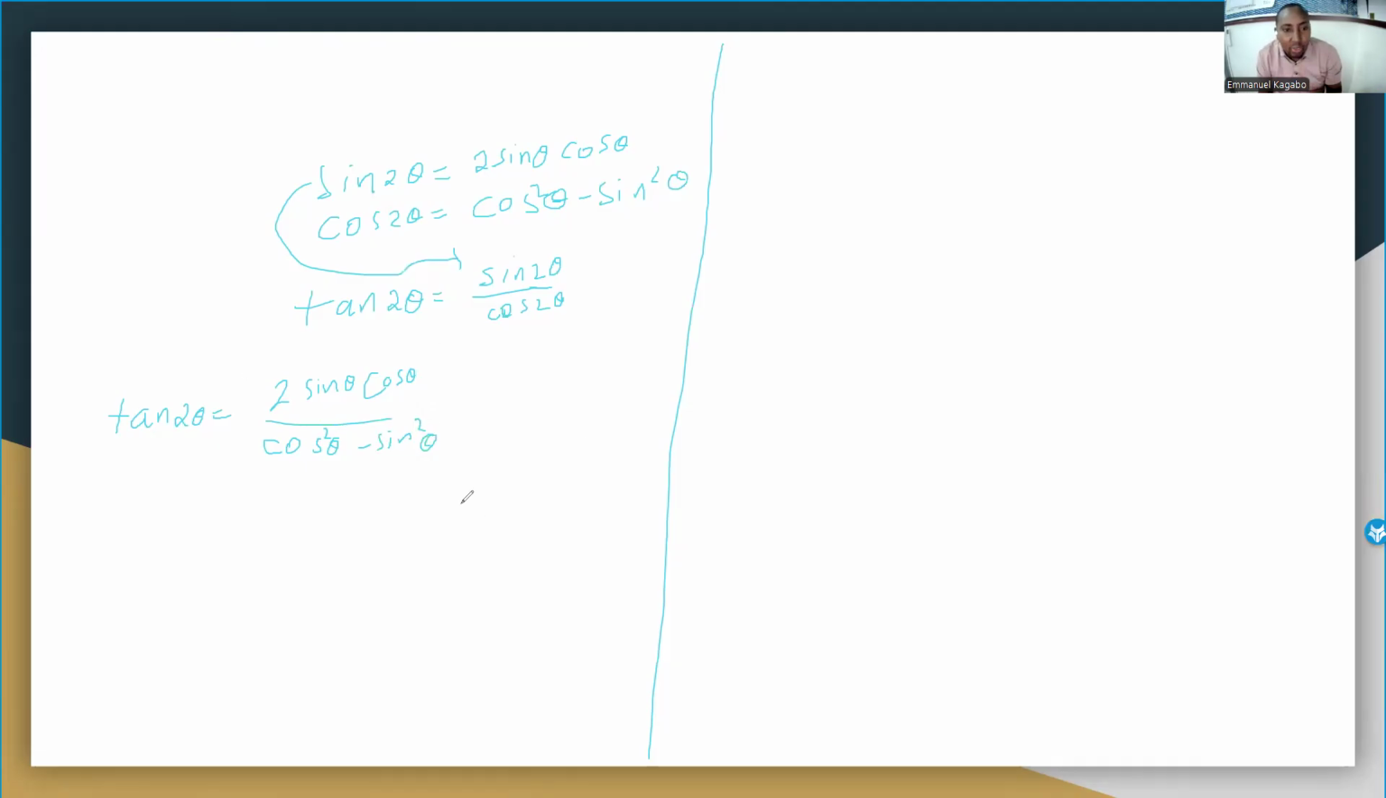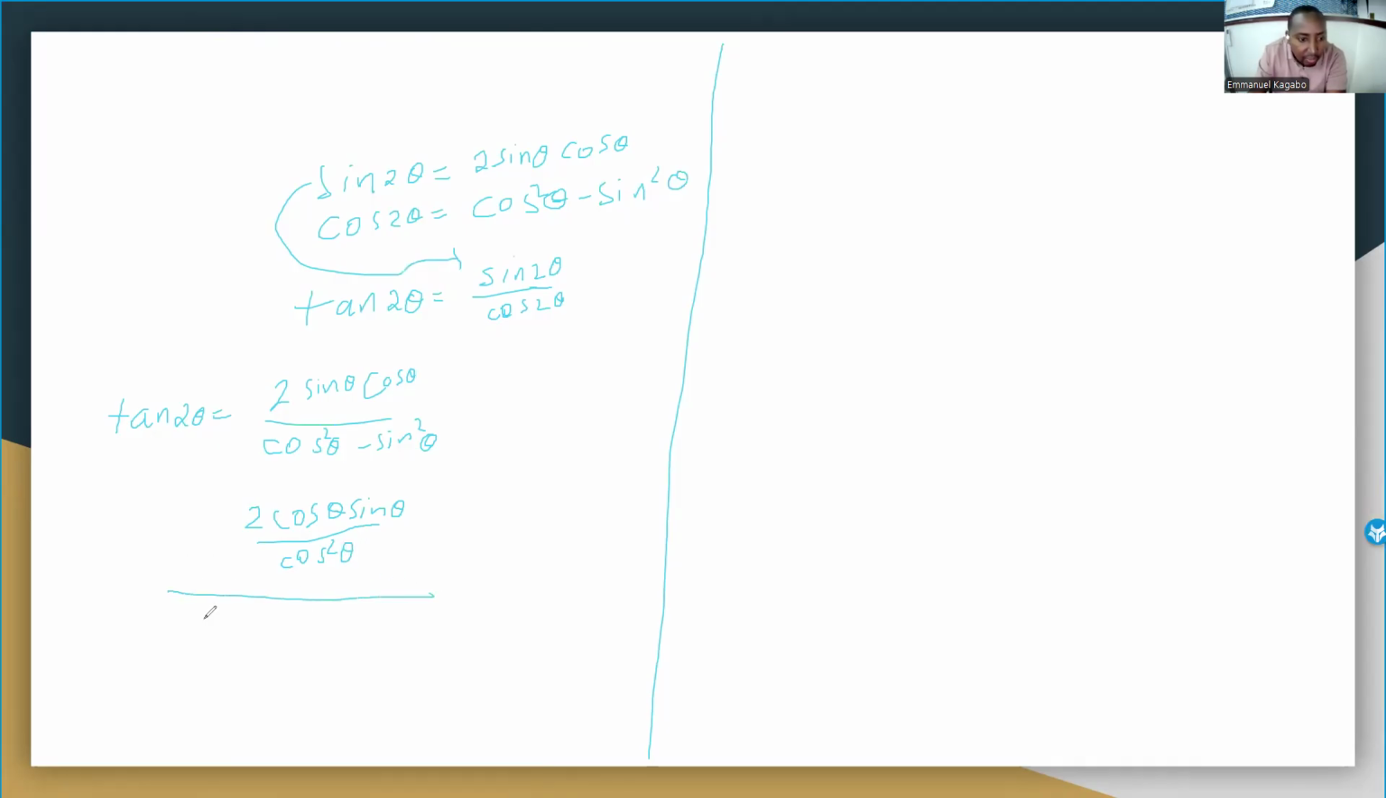Now, when you reach here and you want to express this only in terms of cos or in terms of sine, so here we are talking about tan, it should be only in tan. So what do we do? Just check what I'm going to do. I'm going to divide everything by cos squared theta. So let me do that and you see what happens. I'm going to have 2 cos theta sine theta over cos squared theta. Is that okay?